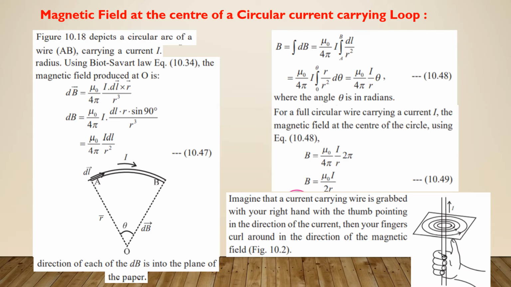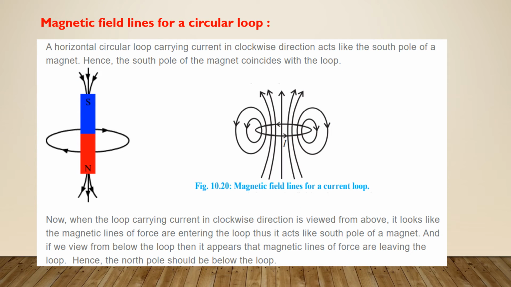If we have a circular coil of n number of turns, each turn will contribute the same. Therefore, the total magnetic induction B will be equal to mu0 N I upon twice r. The figure on the right represents magnetic field lines due to a circular loop.